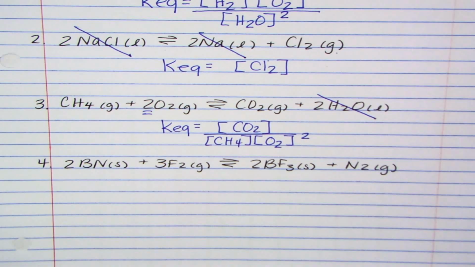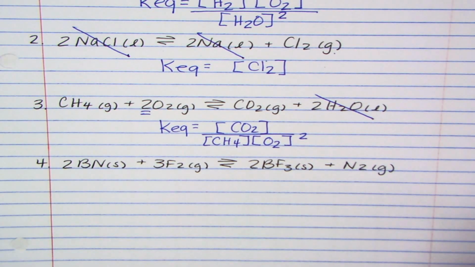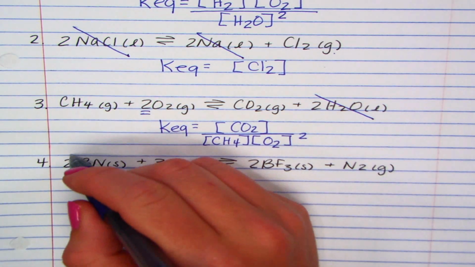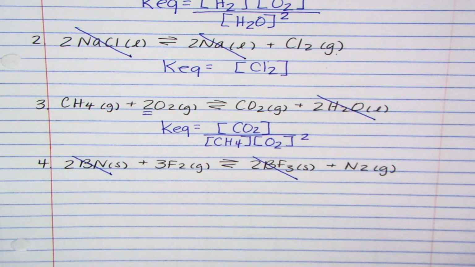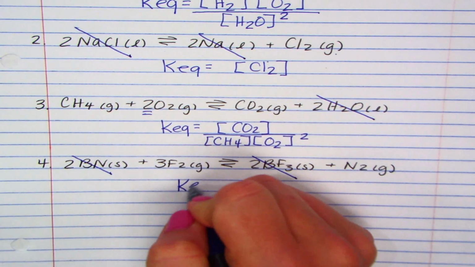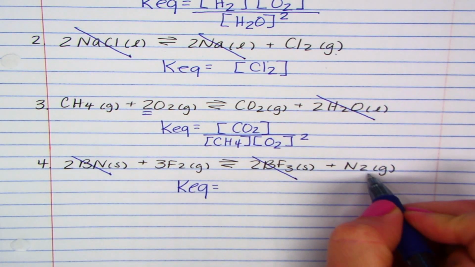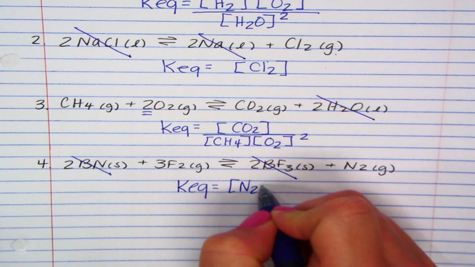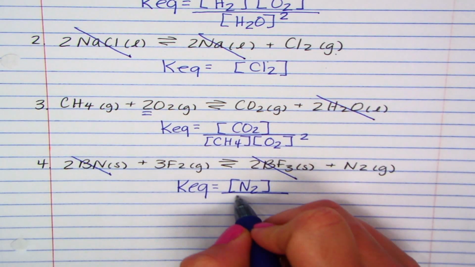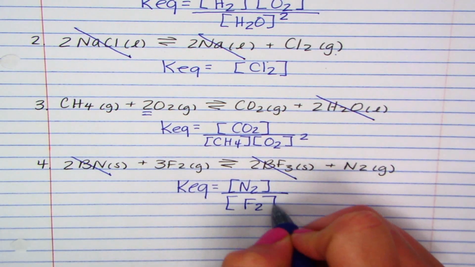Okay, and the next one, we've got 2BnS solid plus 3F2 gas yields in a reversible reaction 2BF3 solid plus N2 gas. Okay, I'm going to get rid of my solids. That leaves me with just the gases. Keq, product on top, N2 over reactant on the bottom, F2 gas.